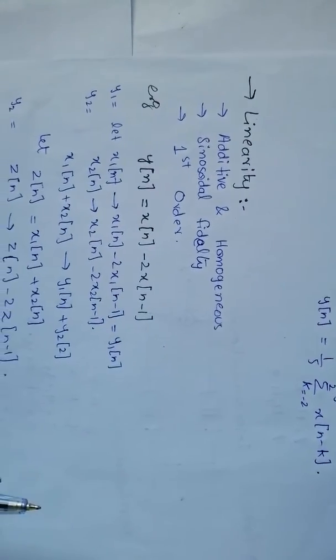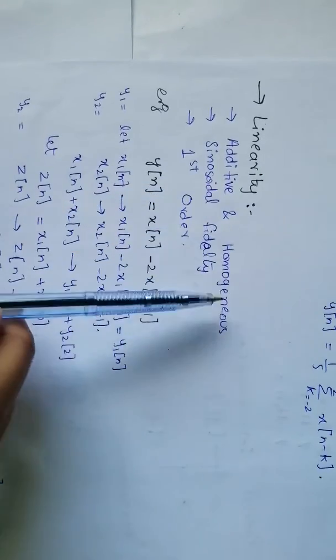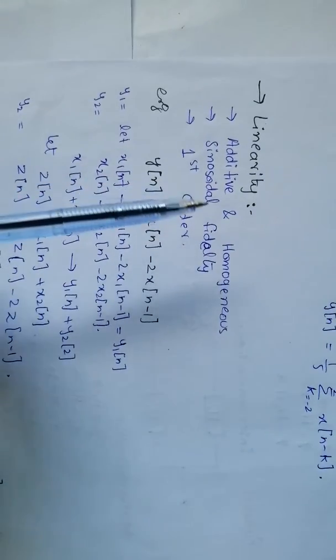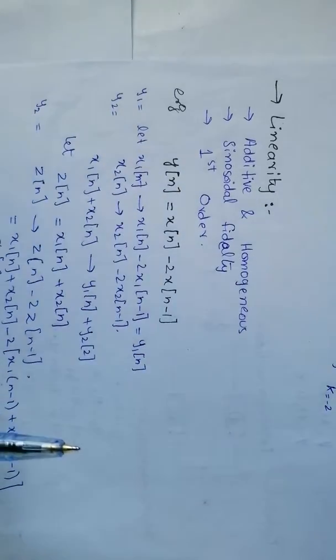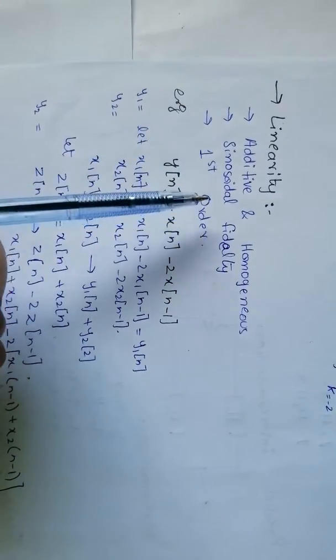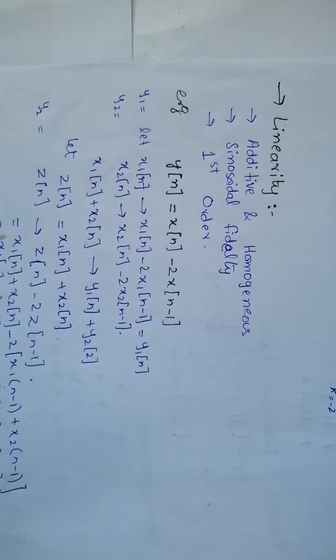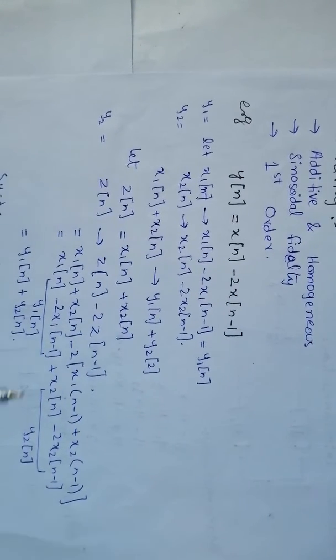The second property is linearity. To prove linearity, we have to do some calculations. We have to prove the additivity and homogeneity properties. How can you tell by looking at the system that it is linear? If it is a first order system, you can say it's a linear system, but still that's not the benchmark. Okay, let's do an example.